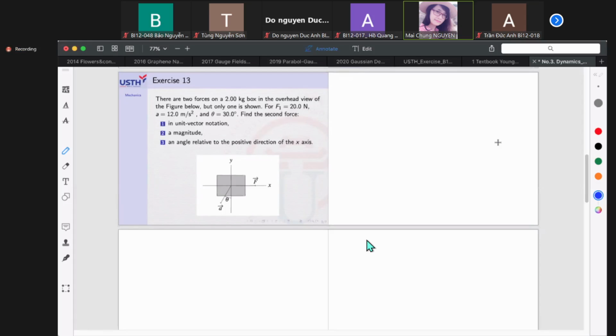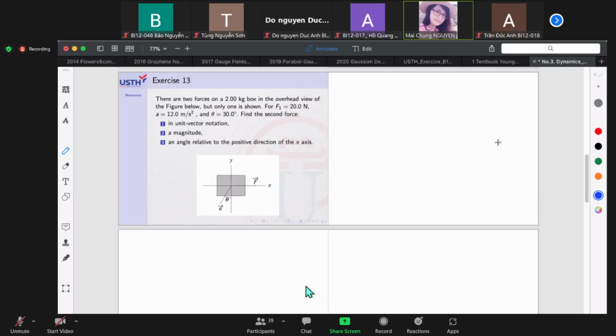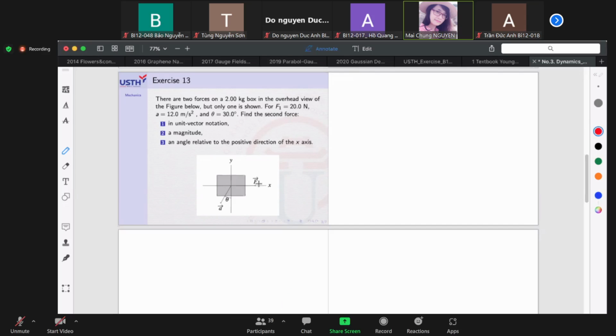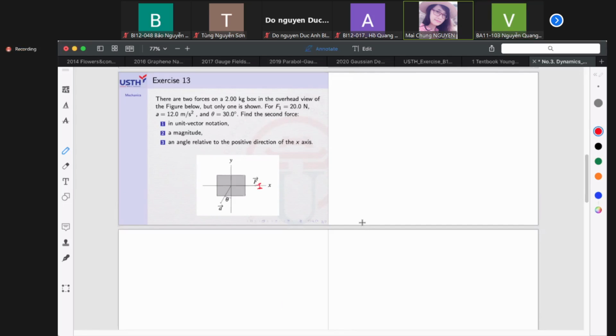Okay guys, so what about exercise 13? Who could do this exercise, please? Or is something wrong here in this figure? I think it should be F1. Yes, F1 is not F. So can I do it? What's your name, please? Nguyễn Quang Vinh. Vinh.